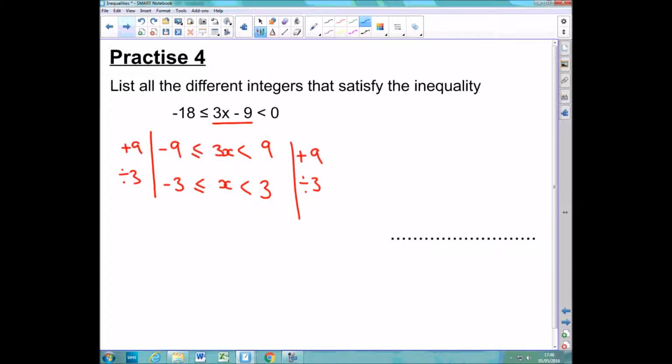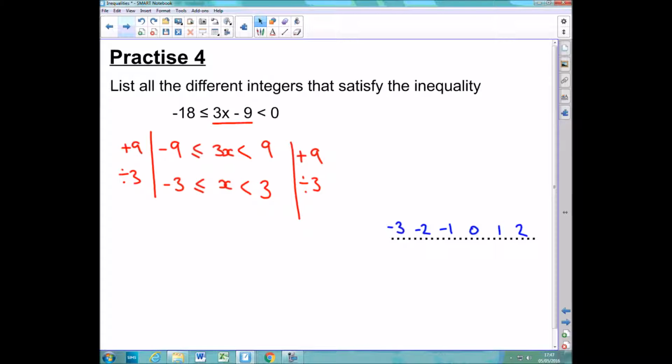Now remember, this question is asking me to list all the different integers that are satisfied by this inequality. So here I've got all the numbers that are greater than or equal to minus 3, but less than 3. So I'm going to start off with minus 3. I'm going to have all the numbers bigger than that, so that's minus 2, minus 1, 0, 1, and 2.